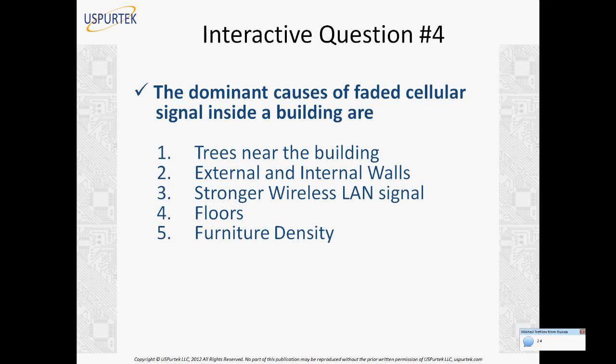Yes, number 2 is correct. Number 4 is correct, floors. Number 5 is also correct: the more furniture in a floor, the more there will be absorption. Trees near the building are outside the building, so those do not have any direct impact. Once the signal enters the building, you have all these other factors. And of course, stronger wireless LAN signal does not have any impact, because those will be on different frequencies.